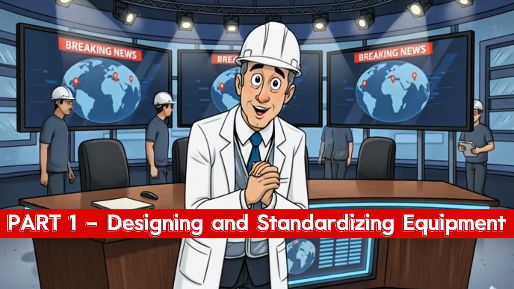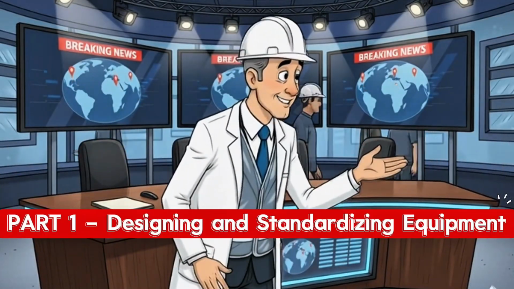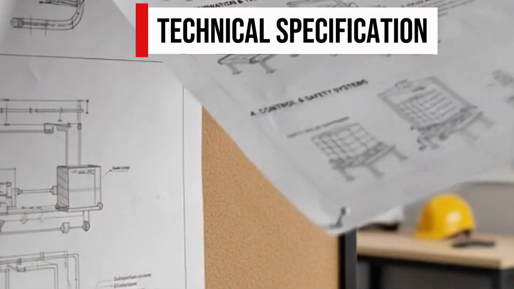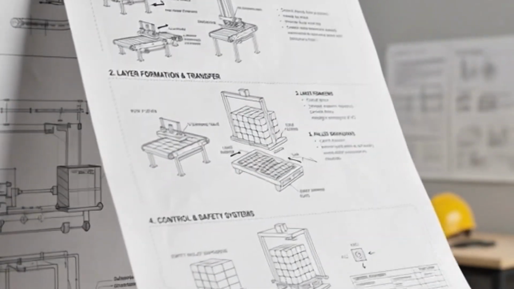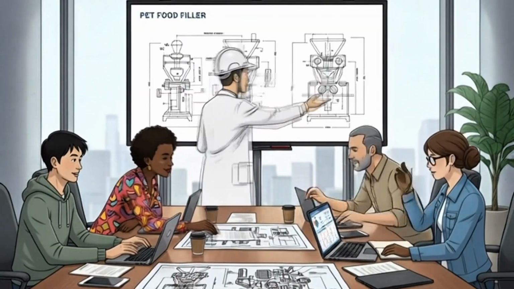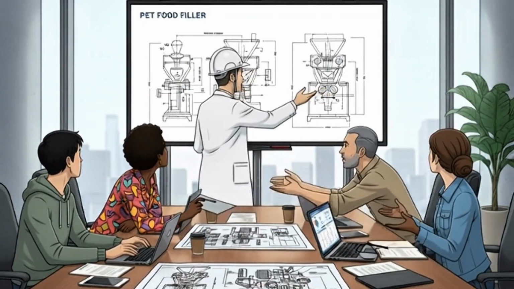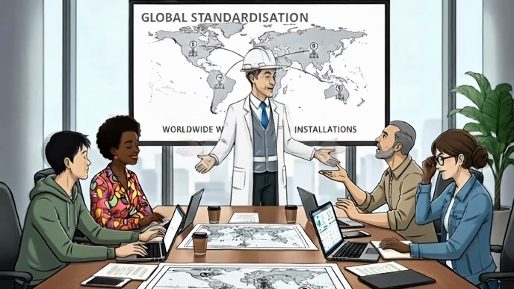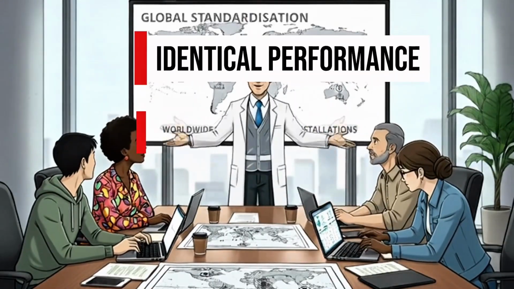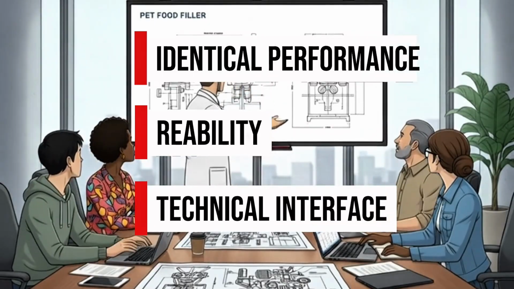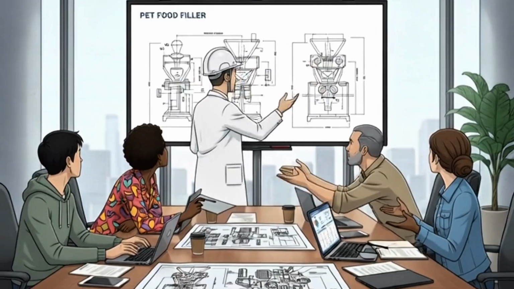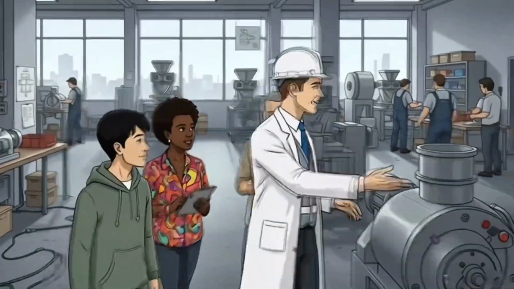At the heart of the job lies the technical design and standardization of packaging equipment. The global technical leader packaging defines the technical specifications of machines. They collaborate with suppliers to create robust, scalable solutions that meet the company's global standards. This standardization ensures worldwide consistency, identical performance, reliability, and technical interfaces across all sites. Thus, each new installation is based on a proven design, reducing risks and commissioning times.